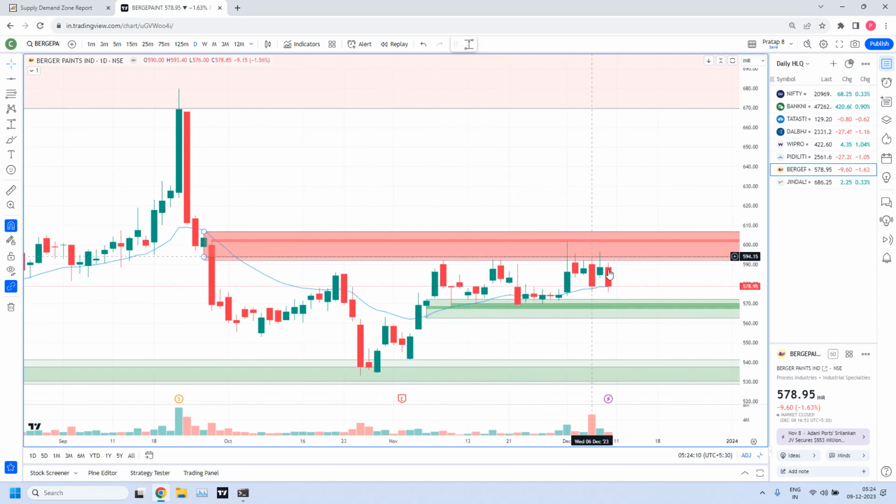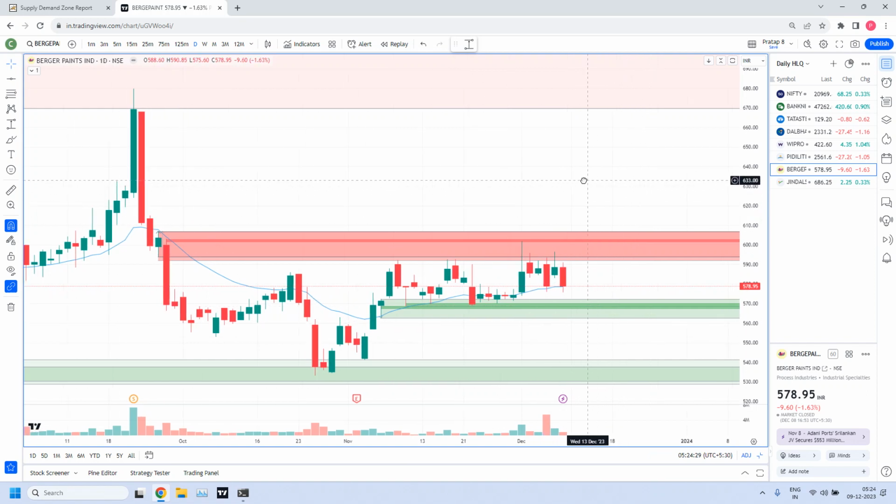See, between these zones, the price is moving up and down for the last few weeks. Probably for the last 2 or 3 weeks. That is, from 8th November onwards, almost for the last 1 month, prices are moving within this area. And maybe Berger Paints also you can keep in your watch list, because we have both a high liquidity demand zone and supply zone. Until one of these zones fails, we can keep this stock also in our watch list and look for some opportunities, like what we are doing for Jindal Steel.